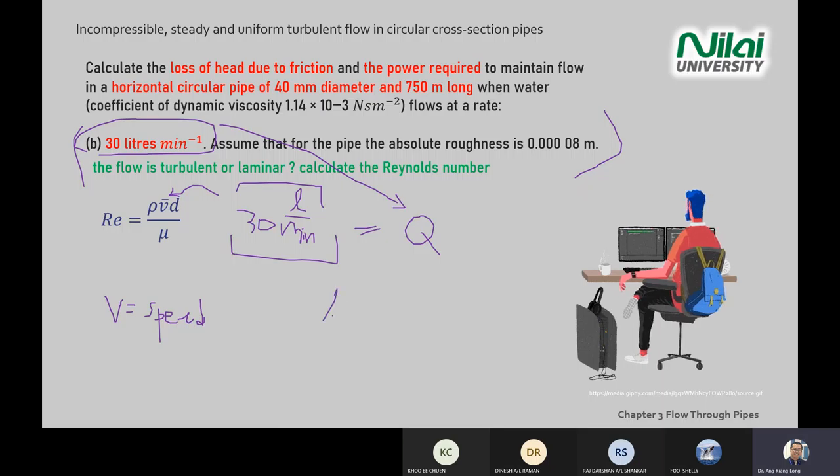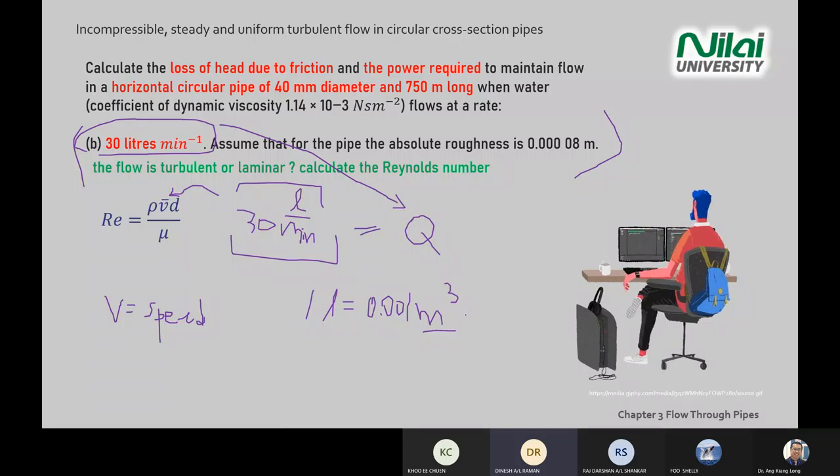Dennis, what is a liter? 1 liter equals how many meter cubed? 0.001. Okay. What does meter cubed mean to you? It's flow rate. I think Q is flow rate, sir. Q is flow rate? It's a volume flow rate, yeah.